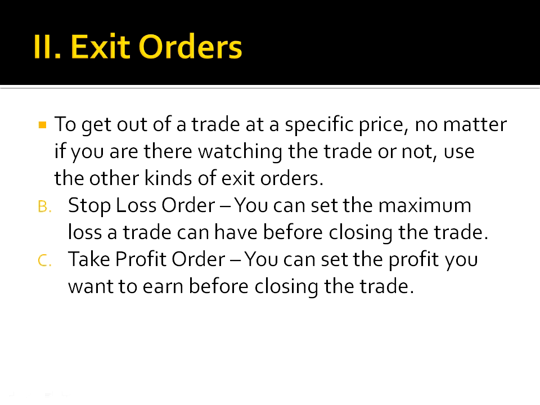To get out of a trade at a specific price, no matter if you are there watching the trade or if you're away, these other kinds of orders you can use. You use a stop loss order. You set the maximum loss a trade can have before you close the trade at a loss. Then there's the take profit order, and you can set the profit level, the profit that you want to earn before closing the trade. Because as you know, the market can move up and down and up and down, and a take profit order will prevent you from getting into a nice trade and then having it reverse. It'll take your profit at a certain level, get you out of the trade in profit, and then from there the market can do whatever it wants.